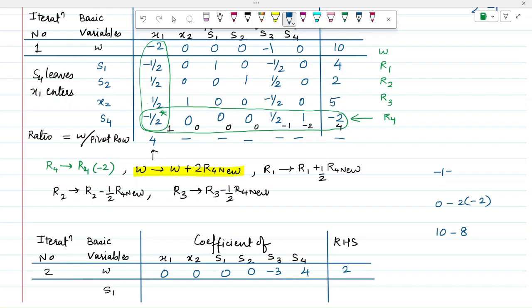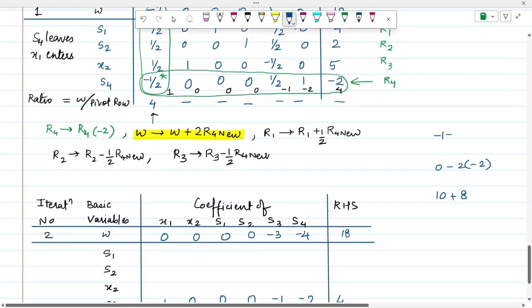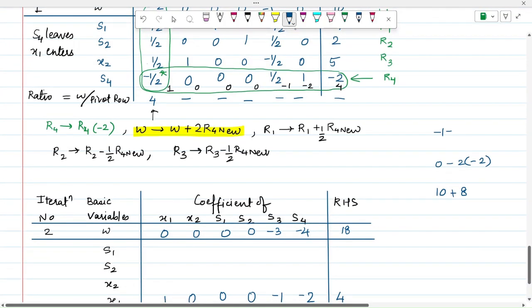I hope I'm going correct here. Oh, we are adding them. Sorry. So this is negative and this is going to give me 18 because we are adding them. Okay. Not subtracting. So moving further. Now we move to the S1 row.